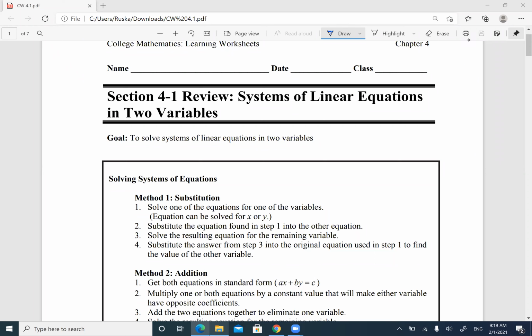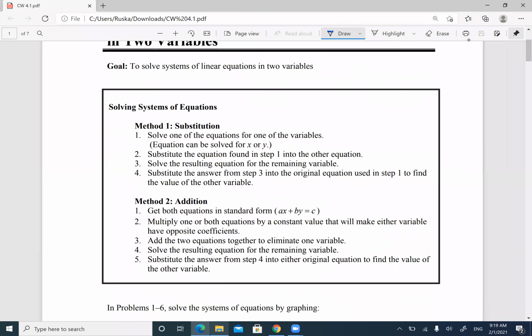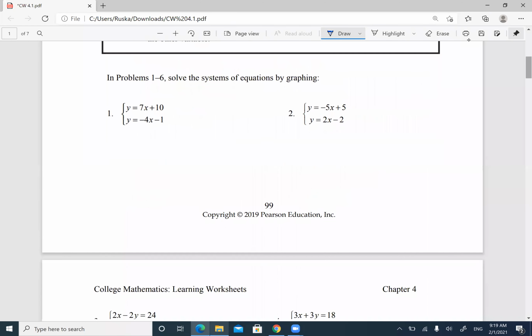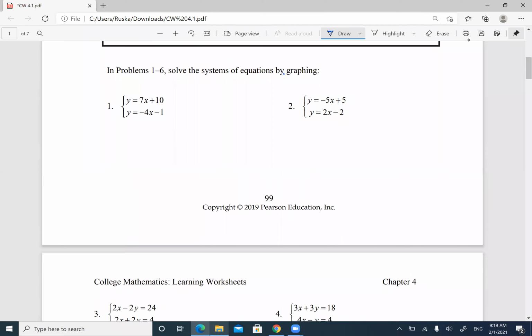We're gonna start with section 4.1 and we're gonna go over systems of linear equations. The first video is gonna be over solving by graphing. Here we have two different methods of solving algebraically, which are substitution and the addition method. That's gonna be the second video. And the third one is gonna be applications, which means word problems. So I'm gonna start with solve by graphing.